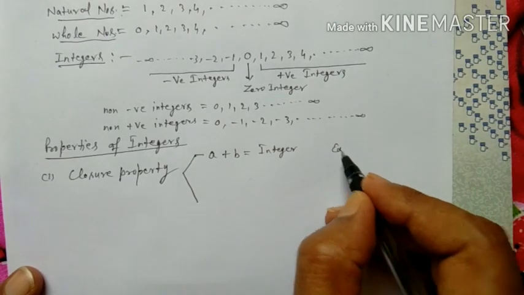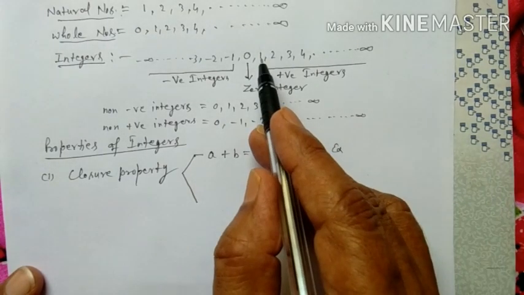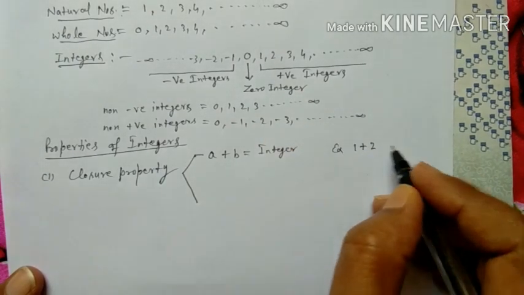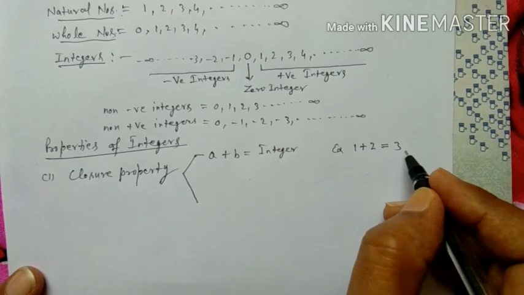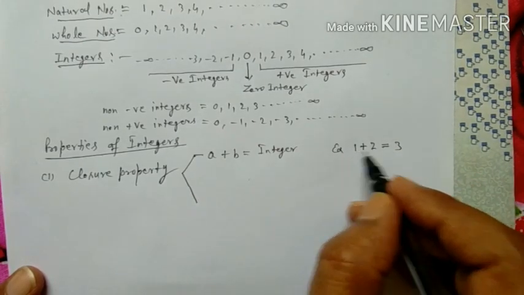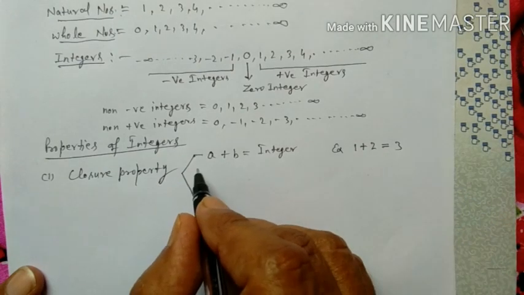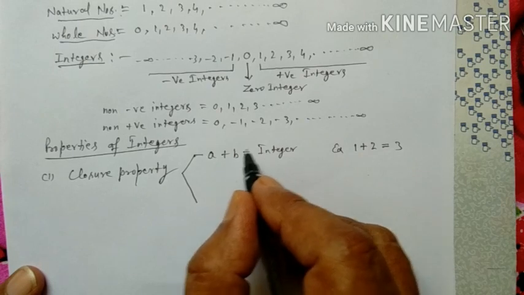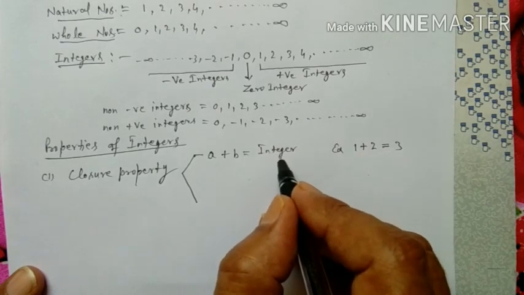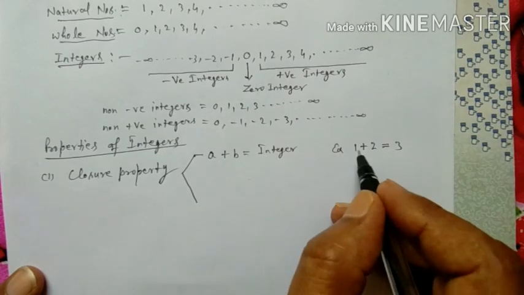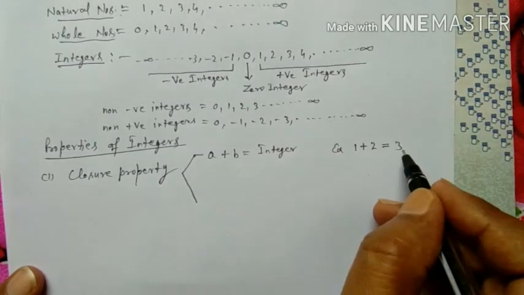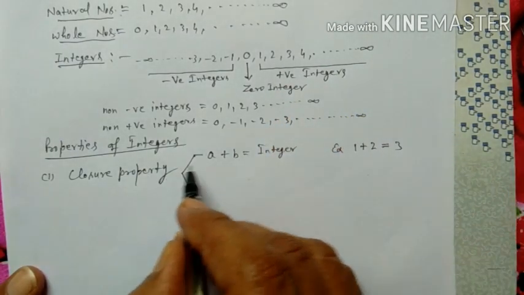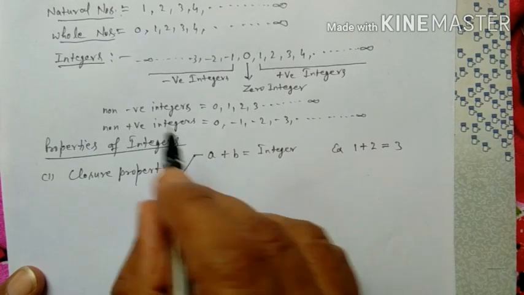For example, when we add 1 and 2, 1 plus 2, we get 3. 3 is also an integer, and 1 and 2 are also integers. So if a is an integer and b is an integer, then their sum will also be an integer. A equal to 1, b equal to 2, these two numbers are integers and their sum equal to 3, which is also an integer. So the closure property holds for addition in the case of integers.